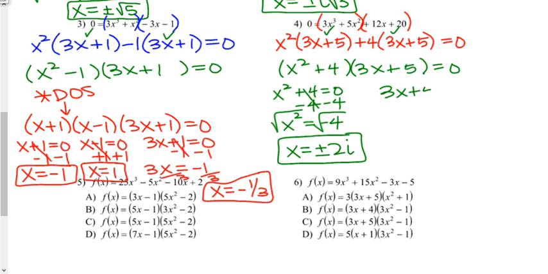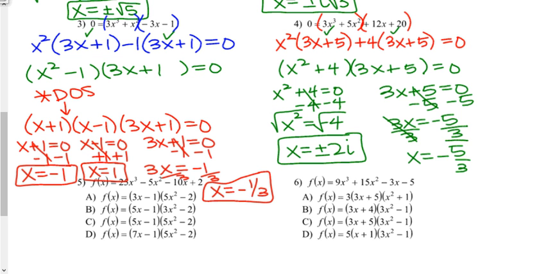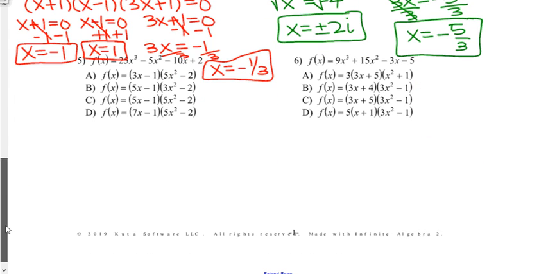And then 3x plus 5, let's set that equal to 0 as well. Subtract 5 from both sides. 3x equals negative 5, and I divide by 3. So x equals negative 5/3. Couple multiple choice down here. Let's look at the first one. I'm going to have to erase just a little bit here so I can see better.